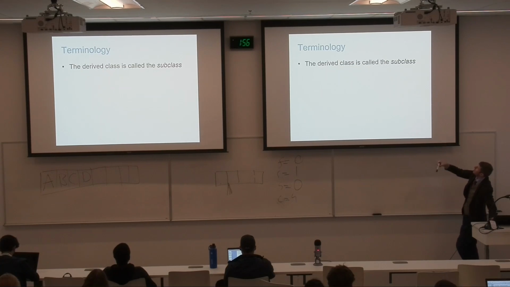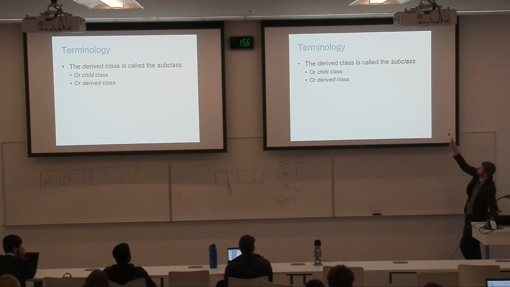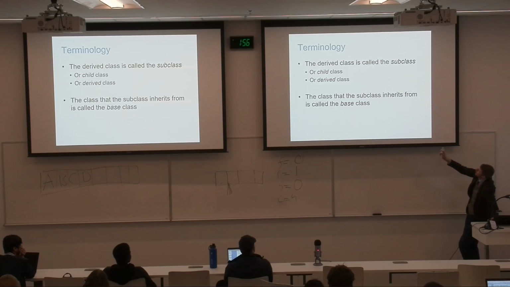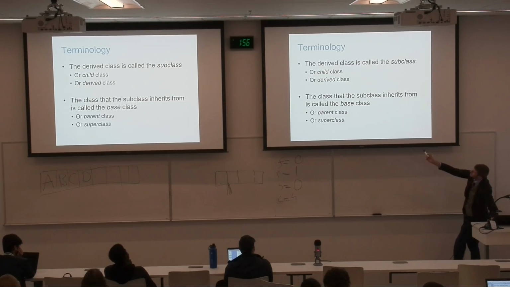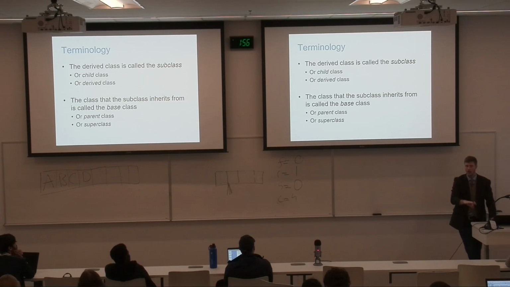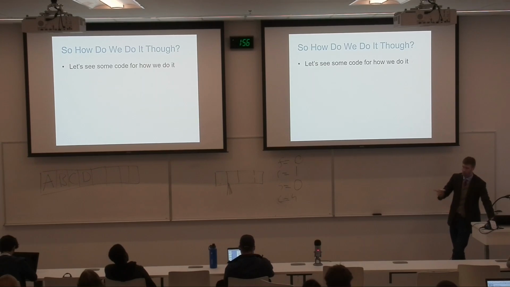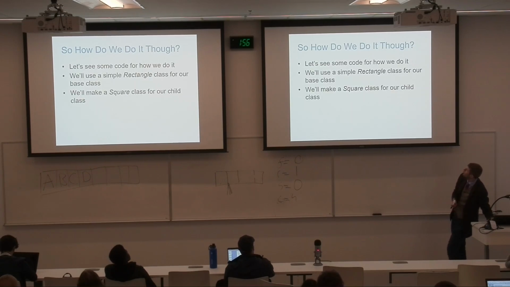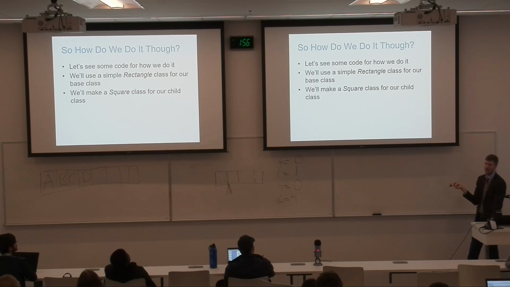So what do we got? A derived class is called the subclass, or child class, or derived class, although I said that already. The class that the subclass inherits from is the parent or superclass, a lot of words that kind of mean the same thing. Any questions so far? Are we kind of good? It's fairly high level at this stage. So how do we do it? Well, we'll have a look. So let's look at some code. We'll make a square class and a rectangle class.